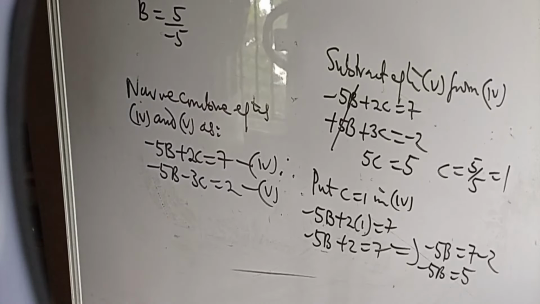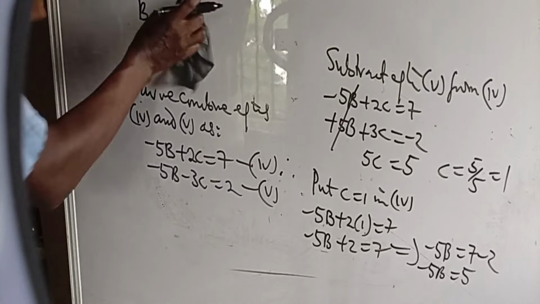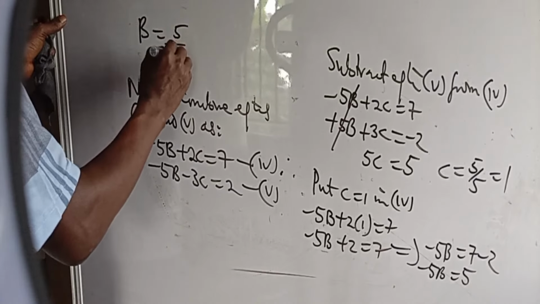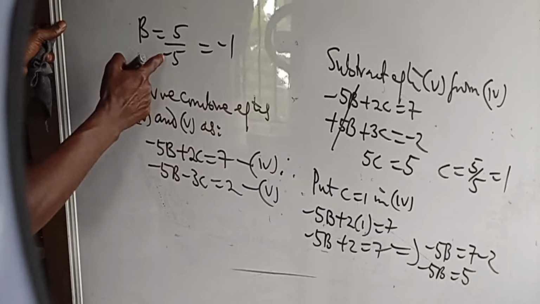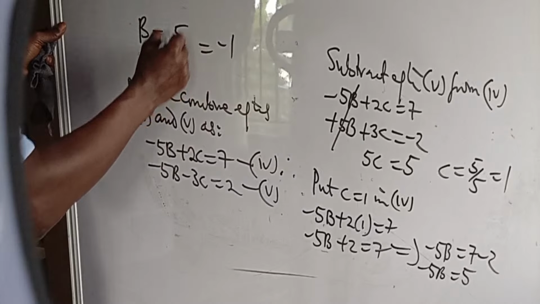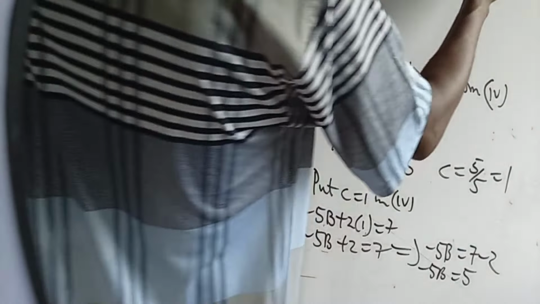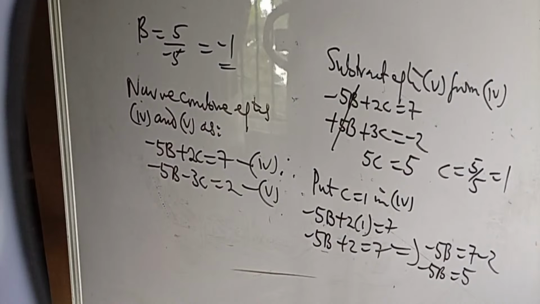I think that is clear. Let me write it: b is equal to 5 all over minus 5, and that is minus 1, because minus times plus is minus, and 5 over 5 is 1. So we have gotten c is 1, b is minus 1. Now, how do we get our a?